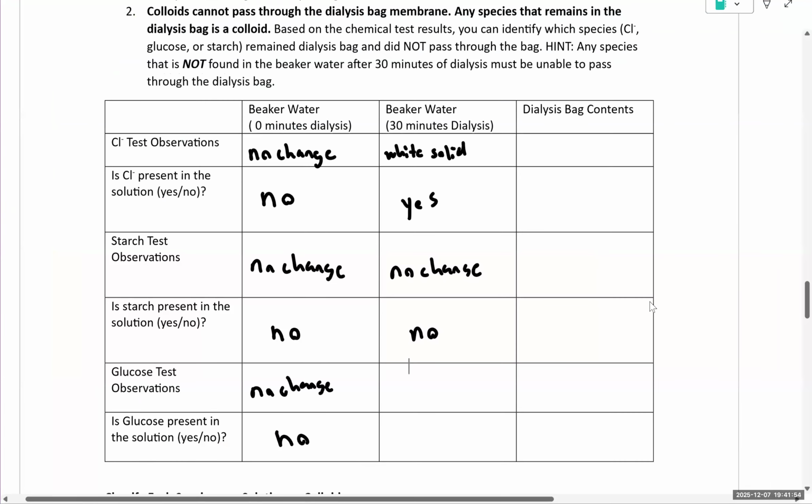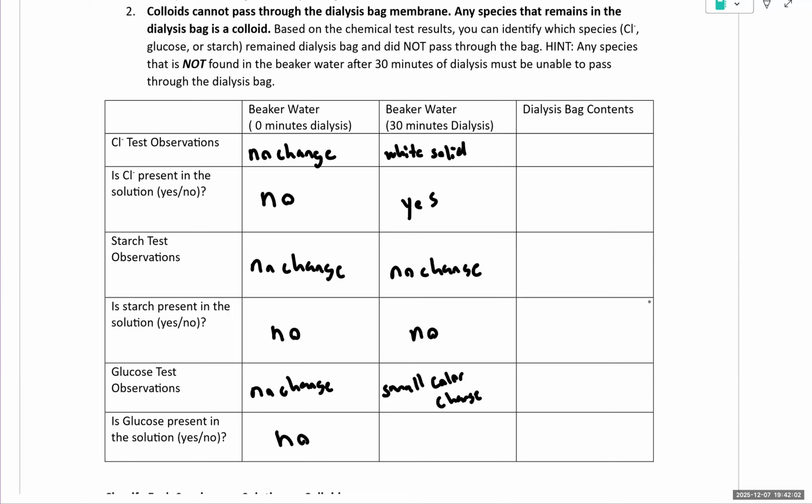So we're going to note that we see a small color change. Is glucose present? Yes, but it's present in relatively trace amounts.